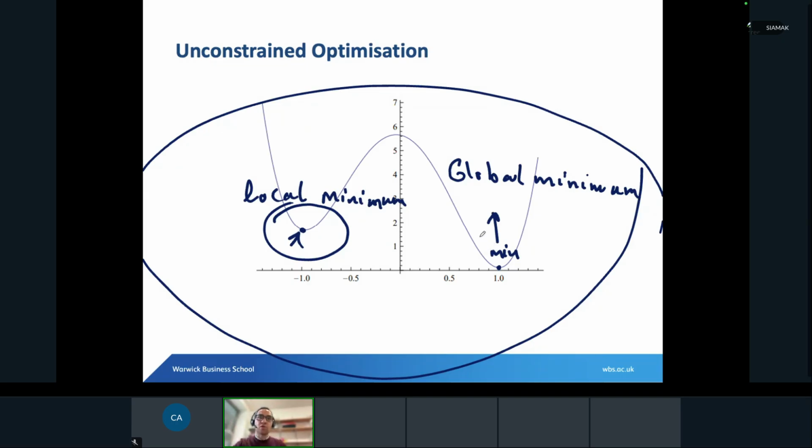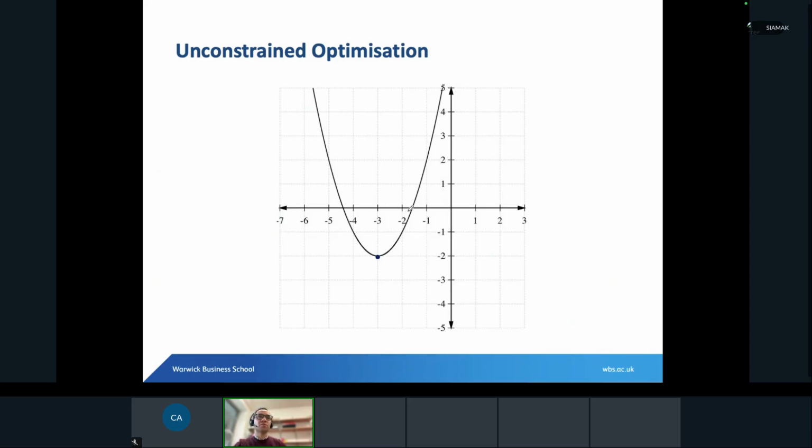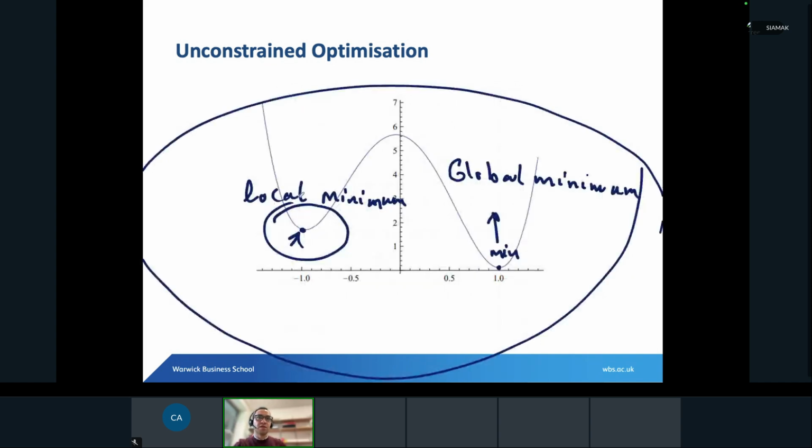So both of them are essentially unconstrained optimization. We don't have any constraints. This one is straightforward. You can find the optimal solution, the minimum point, which is this one. This one, you can see that there are different points here. You may end up choosing them. Some of them might be local minimums, some of them are global minimums.